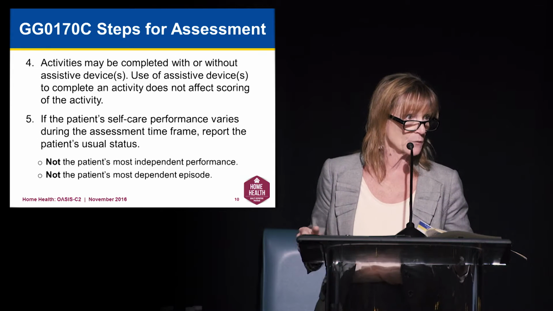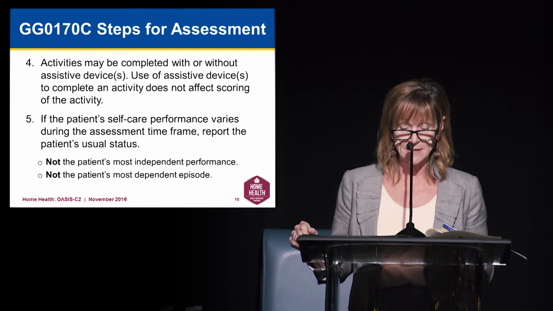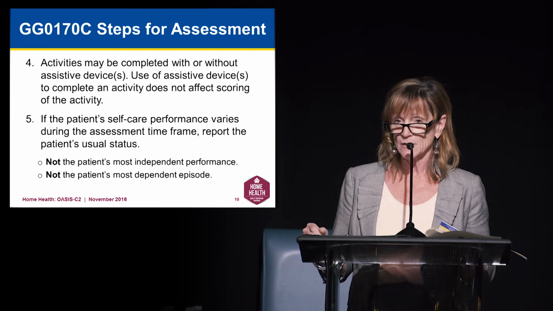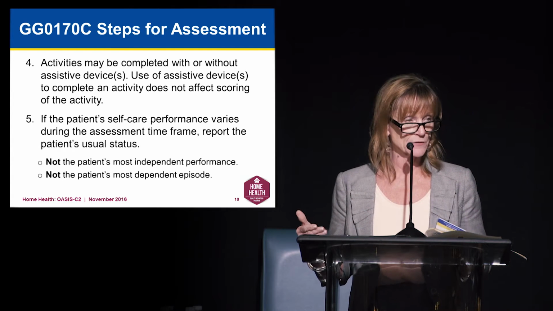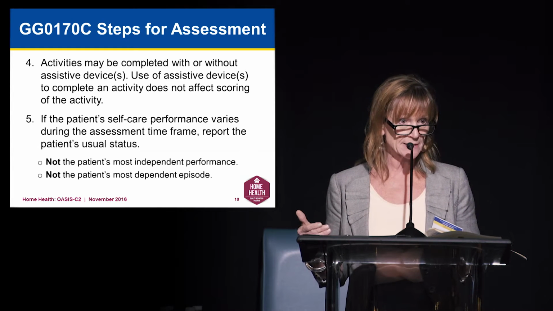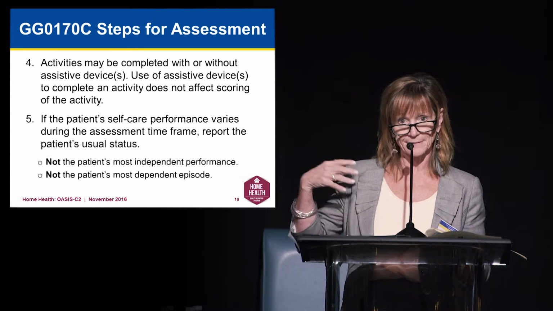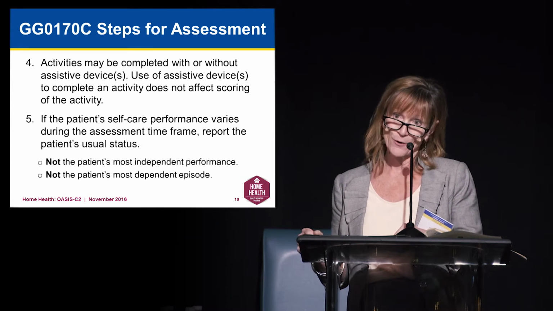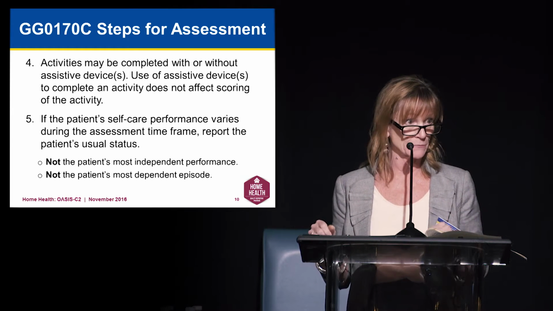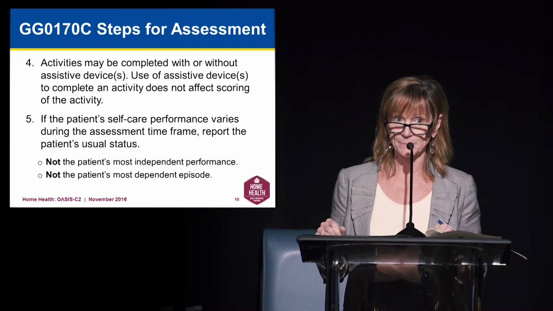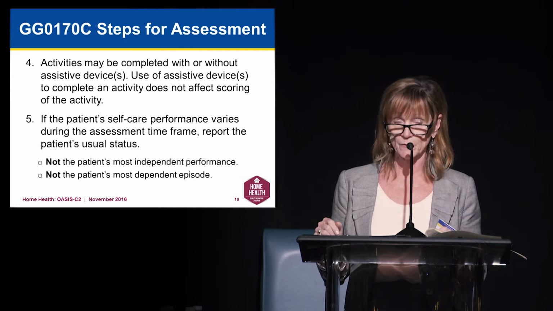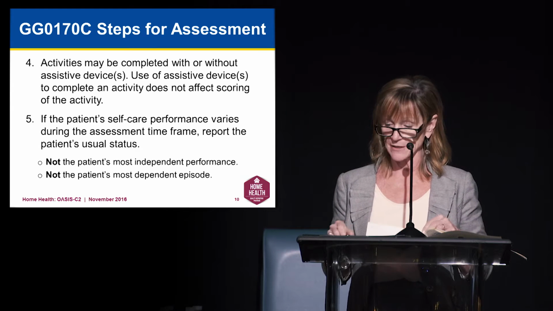And the last step that we want to highlight for you is that the patient's performance many times can vary. So what we're looking for in the guidance from CMS is that we're looking at the patient's usual status. So we wouldn't be taking their best performance, or maybe that one time that they really couldn't get out of that lying position because maybe they had a bad night's sleep. You want to take the patient's usual performance as the scoring for this measure.